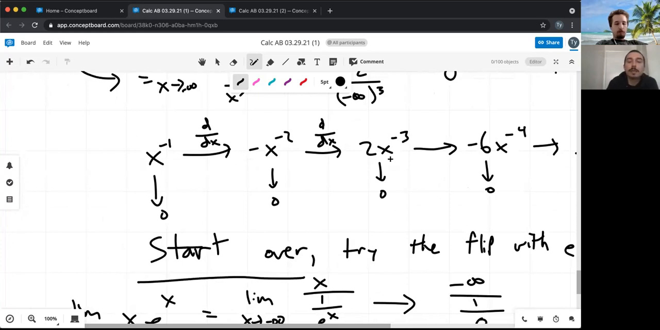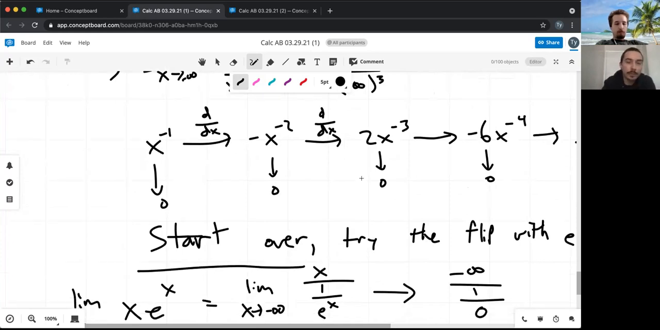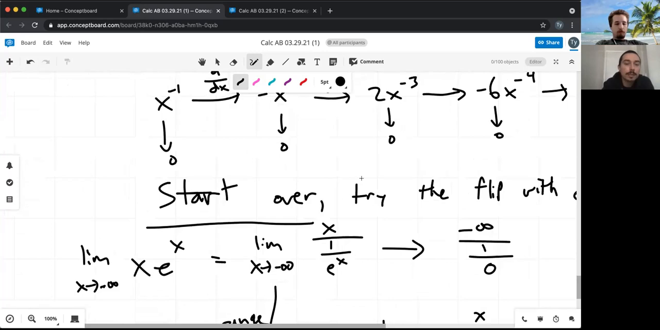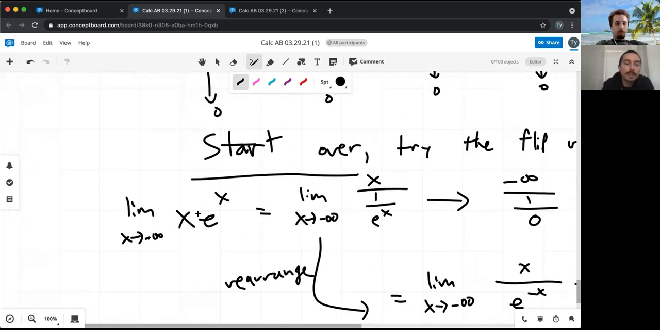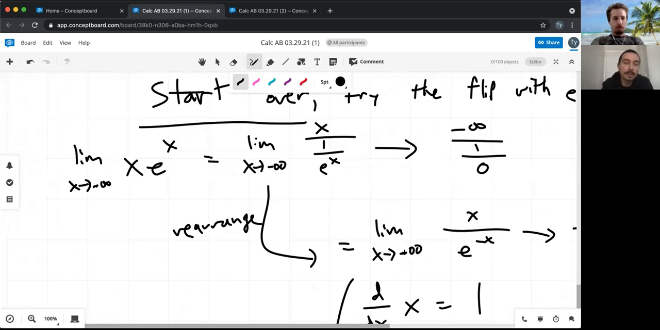So we realized, all right, we're just going to have to use L'Hopital's rule over and over again. Let's try something else. So instead of putting x in the denominator by making it divided by 1 over x, we put the other part in the denominator, which was e to the x. So we got 1 over e to the x, which then became 1 over negative x. Is that okay?